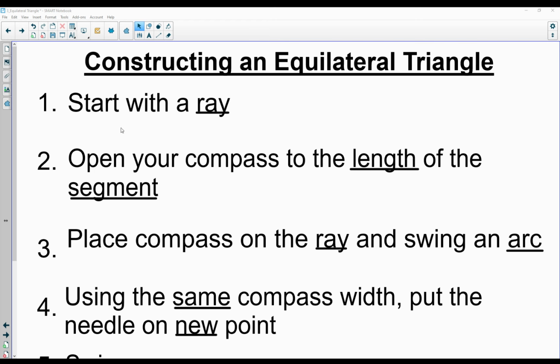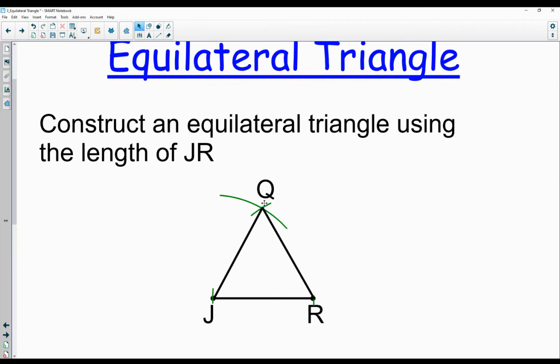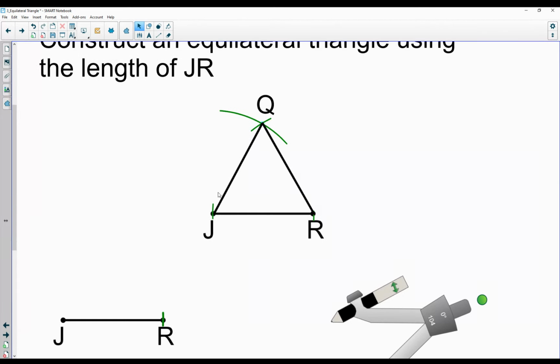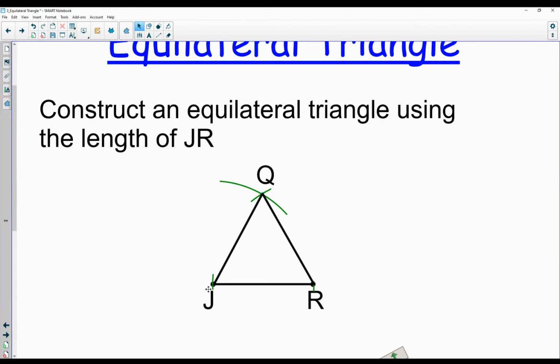Hey everyone, I did not realize that that was not the end of the lesson, so let's finish. So what we just did was we completed this equilateral triangle JRQ up here, given length JR.